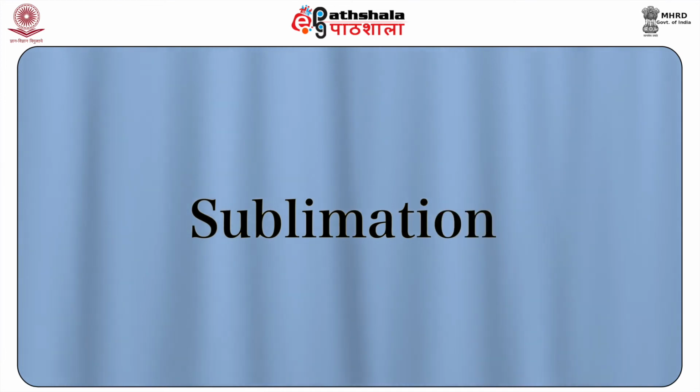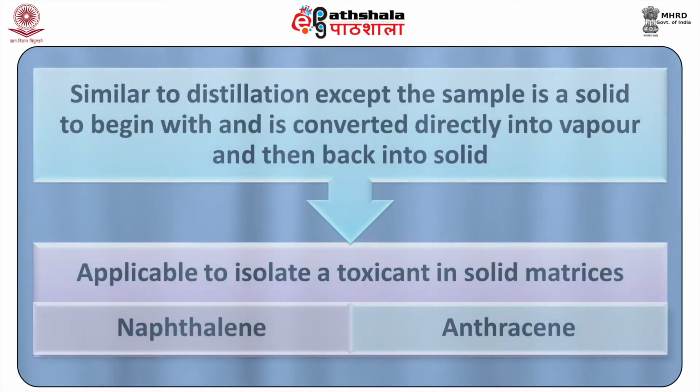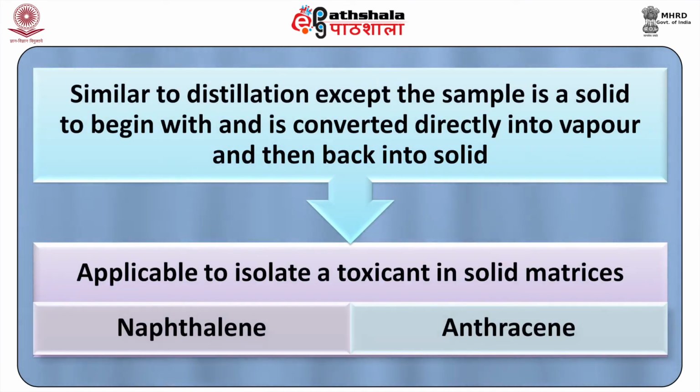The next method is the sublimation process. This is very similar to distillation except that the sample is a solid to begin with and is converted directly into the vapor phase and then back into the solid. Sublimation is applicable to isolate toxicants in solid matrices, that is naphthalene and anthracene, which sublime.